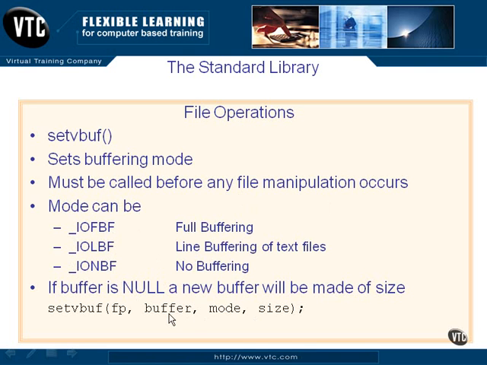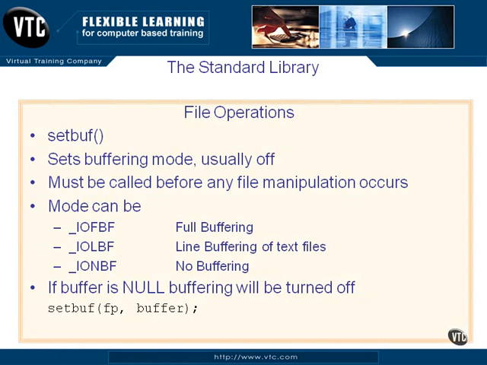If buffer is null, if this is a null pointer, then a new buffer will be created of this size, however large this is. If you pass it a pointer to your file buffer, that's where the file buffer will be located. But if you don't give it a pointer, say it's null, it will create a new one for you.